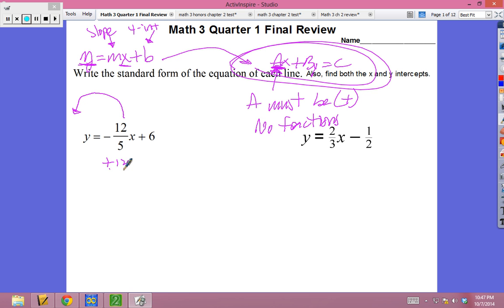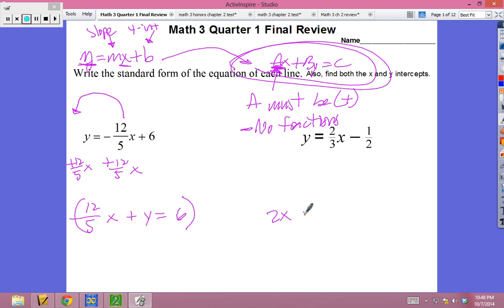So I'm going to plus 12/5 x on the right, I'm going to plus 12/5 x on the left. So now I've got 12/5 x plus y is equal to 6. So that's positive, but the second rule has been broken. You can have no fractions. Okay, now I can blow this up, because it's an equation, I can manipulate it.